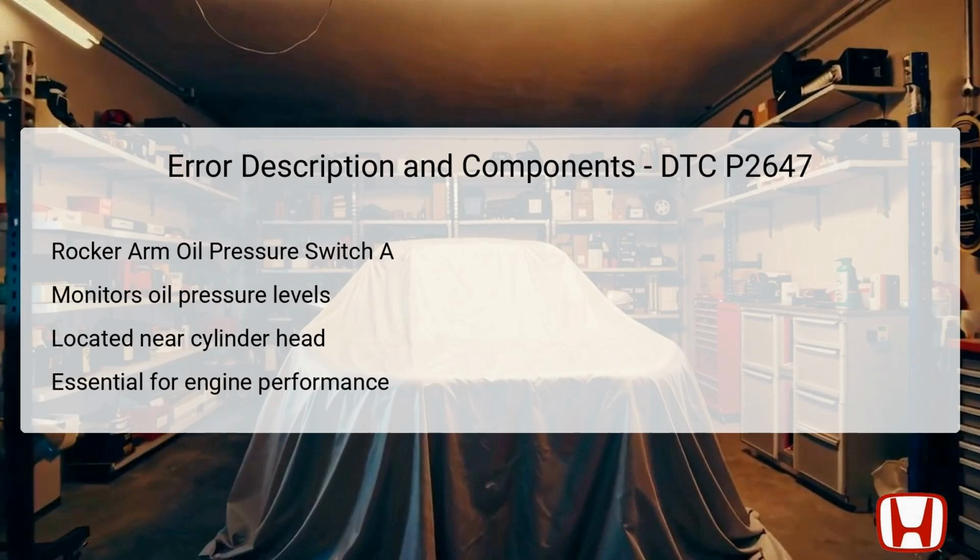DTC P2647 refers specifically to the rocker arm oil pressure switch A, bank 1, which operates under the jurisdiction of the Powertrain Control Module, PCM, and is crucial for monitoring oil pressure. The primary function of this switch is to provide feedback to the PCM about oil pressure, which helps regulate the VTEC, variable valve timing and lift electronic control, system's operation. This ensures optimal performance and efficiency of the engine.